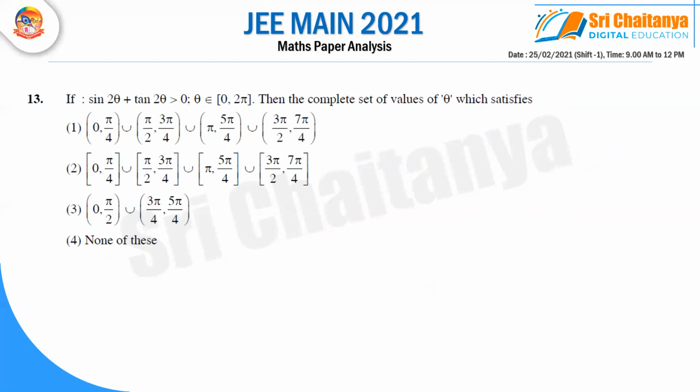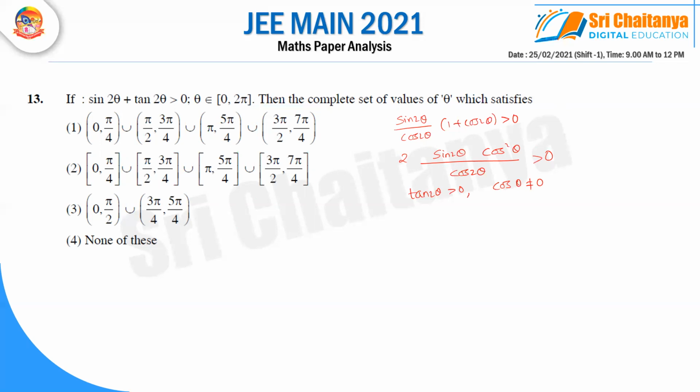Now they gave sine 2 theta plus tan 2 theta. Okay. So if I'm taking sine 2 theta common, I will be left with sine 2 theta by cos 2 theta into 1 plus cos 2 theta is greater than 0. We know that this is nothing but 2 sine 2 theta into cos square theta by cos 2 theta is positive. Nothing but tan 2 theta is positive and cos theta is not equal to 0. That also we need to take care.